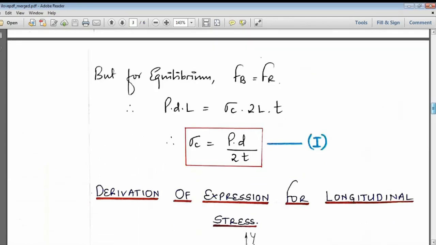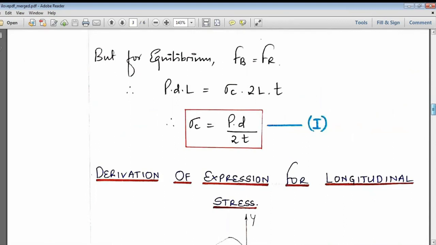So next, for equilibrium, FB should be equal to FR, that is bursting force should be equal to resisting force, and that is the reason if you just resolve this and simplify things, L and L are getting cancelled. So sigma c will be equal to PD by 2T. So this is the expression for circumferential stress or hoop stress or tangential stress.